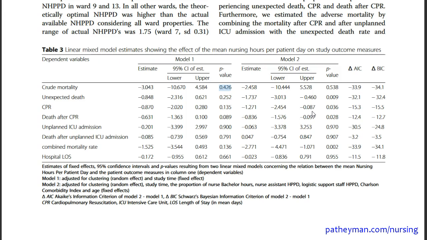So when you do the critique of your statistics, what you're going to be doing is talking about how they reported them, and then you're also going to include the pertinent things. So in this case, because they reported a whole bunch of different things, but only a few of them were significant, what you would do is describe all that, and then say that the ones that were significant were unexpected death, CPR, death after CPR, and combined mortality rate. And then you would go ahead and include those numbers in your study.